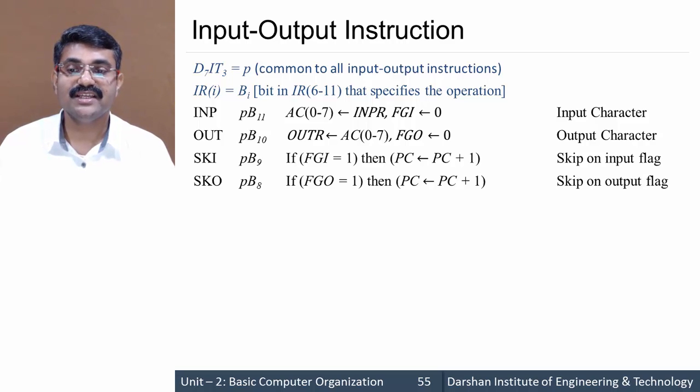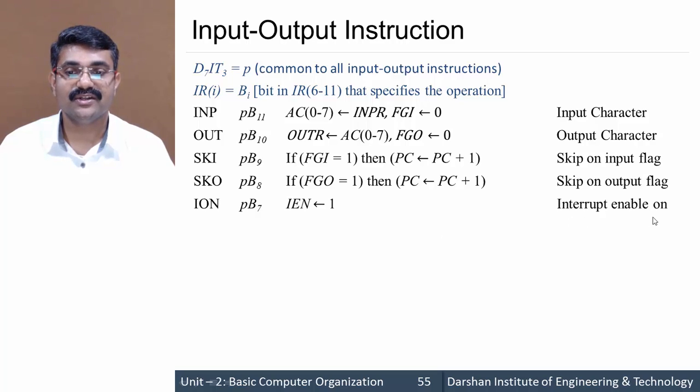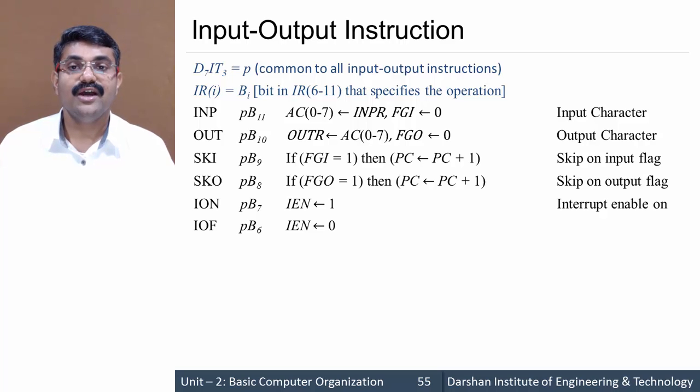The next instruction is ION, which occurs at PB7. ION stands for interrupt enable on. It occurs at PB7, and the corresponding command executed is IEN is set to 1. IEN, interrupt enable, is a flag which is set to 1 on the ION instruction. The last instruction is IOF, which occurs at PB6, and we set the IEN flag to 0. So IEN, interrupt enable off. So these are the input output instructions.